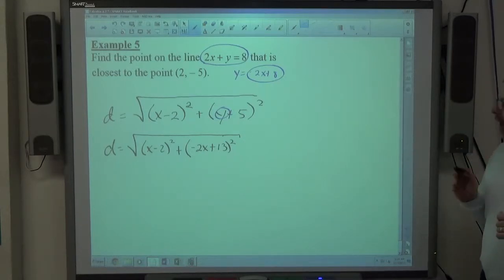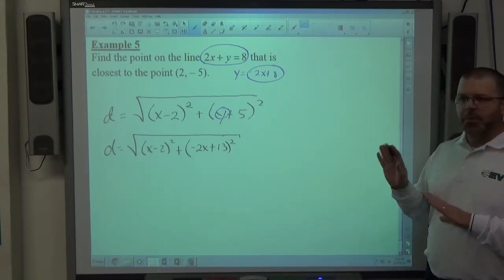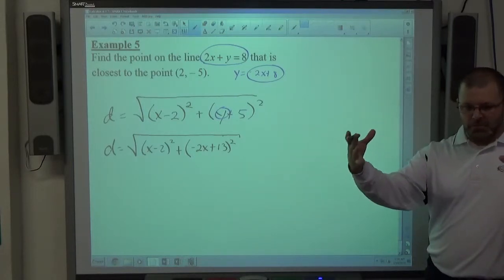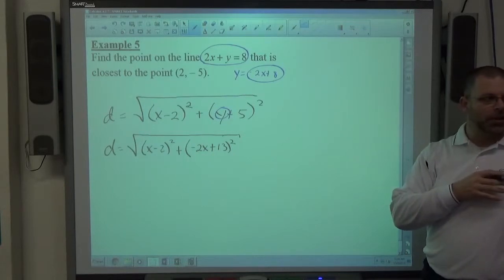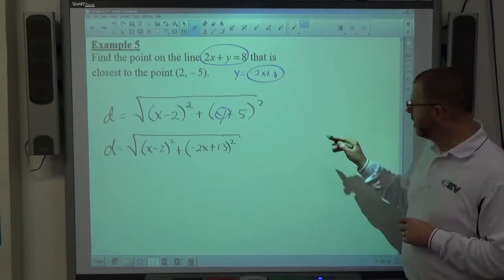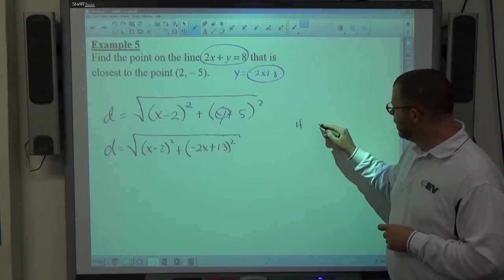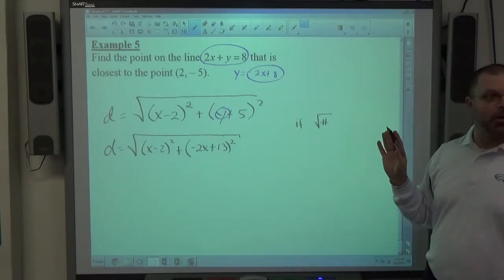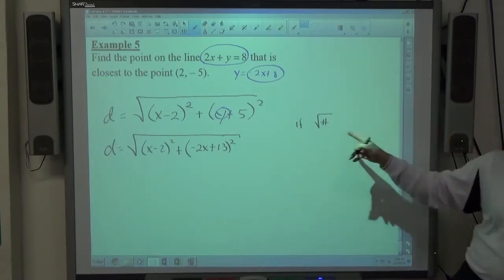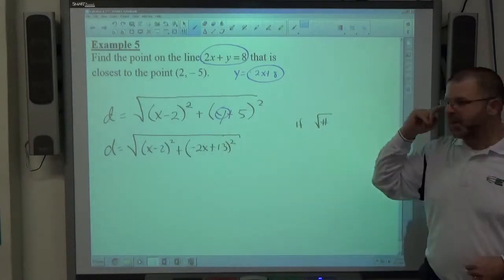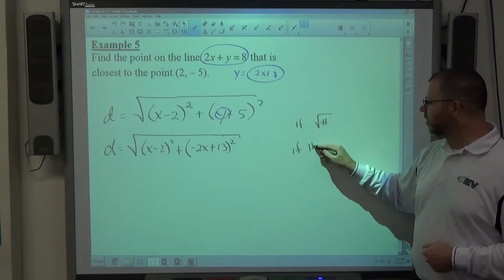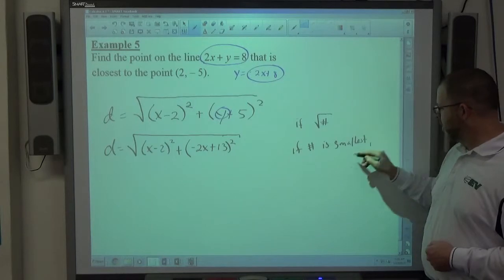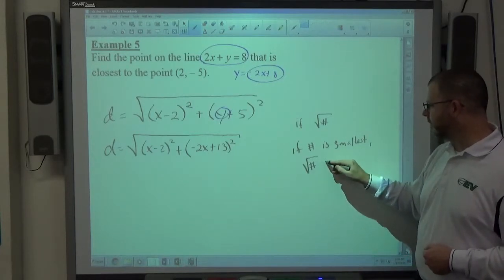Let me tell you something that's going to help you on a problem like this, because this happens pretty often, where you have some radical that you need to differentiate. If you have the square root of a number, or just the number being all this stuff, if the number is smallest, then the square root of the number is smallest.